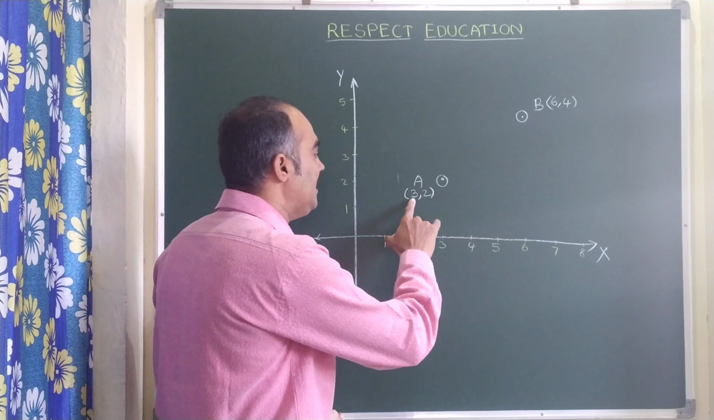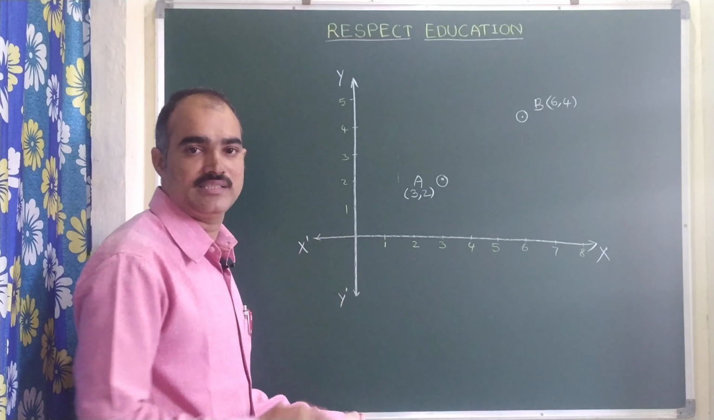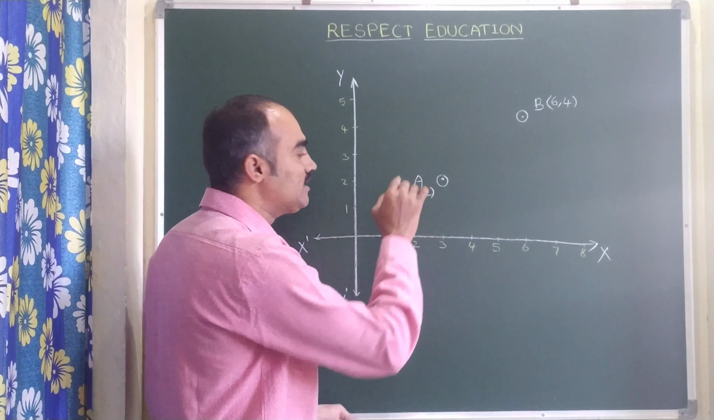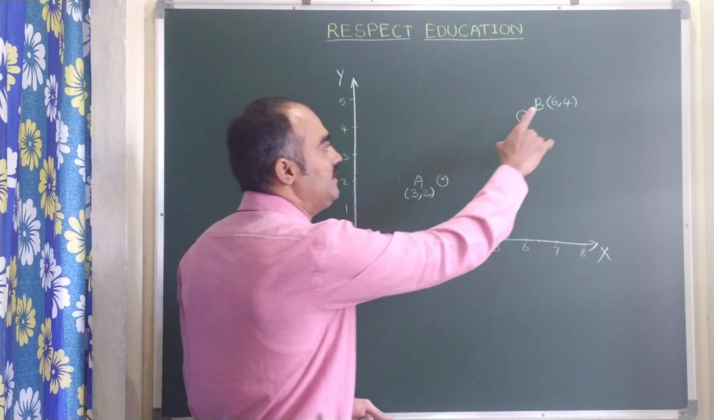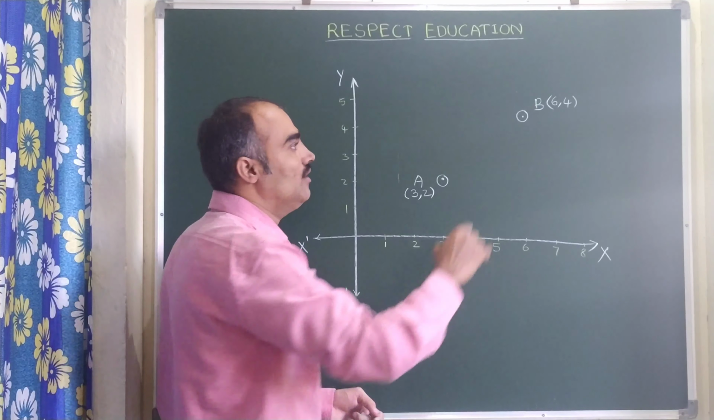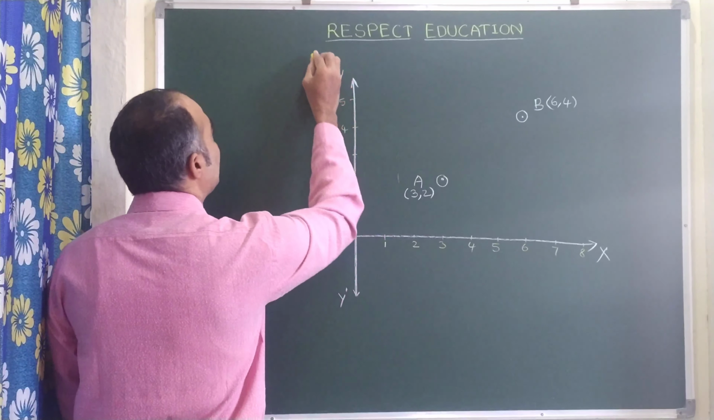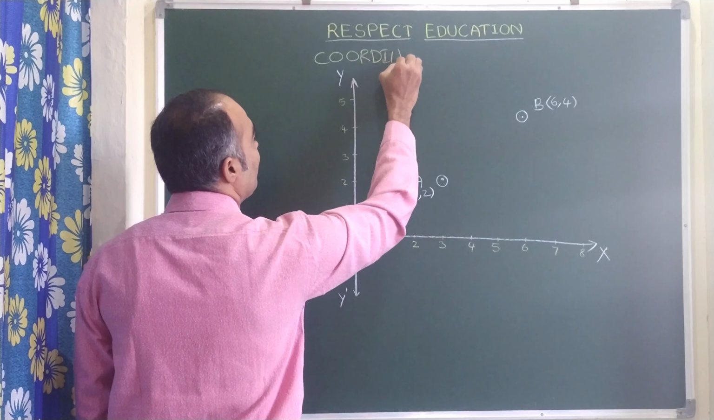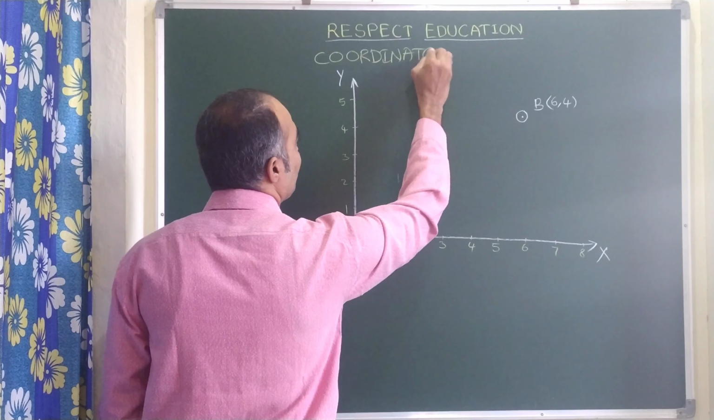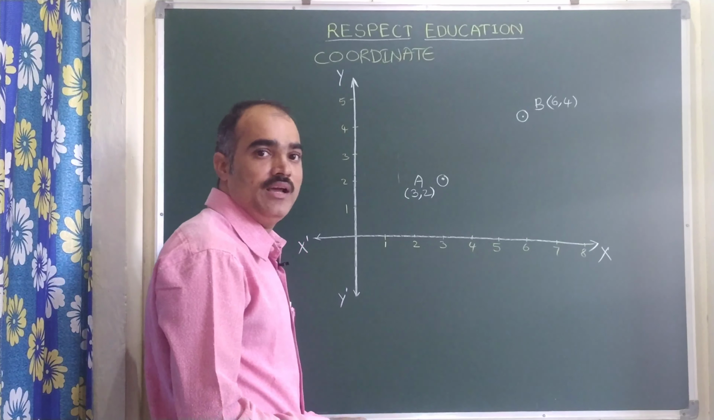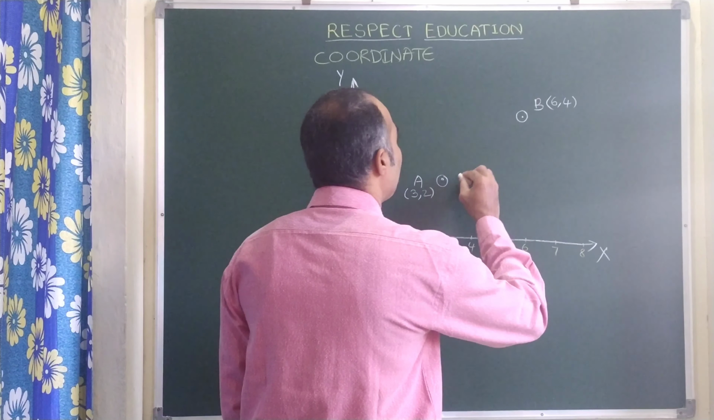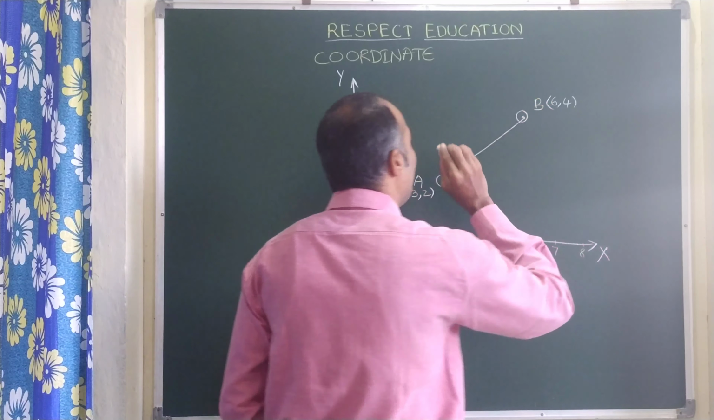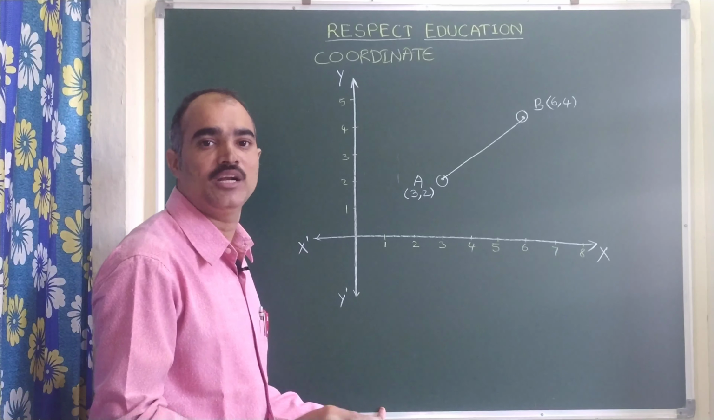Here, what is the name of this 3? What do we call the 3? 3 is called the x coordinate, 2 is called the y coordinate, 6 is called the x coordinate, 4 is called the y coordinate. The common term is coordinate. Now I am going to find the distance between these points A and B.